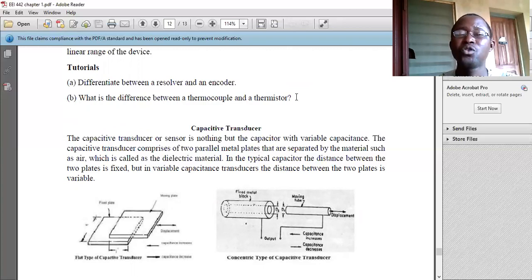So that is about the temperature transducers. I think that is very clear and straightforward. If you have questions, you can get your question across to me through the portal. Log on to the portal and put down the question there.